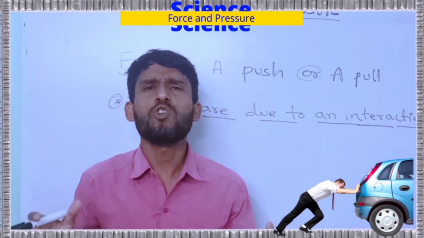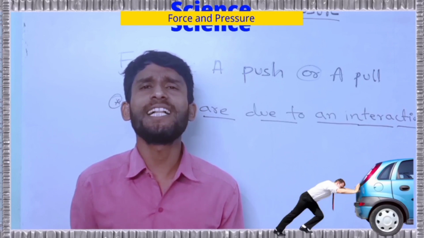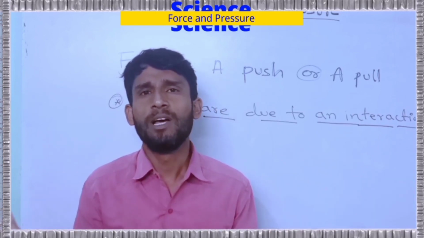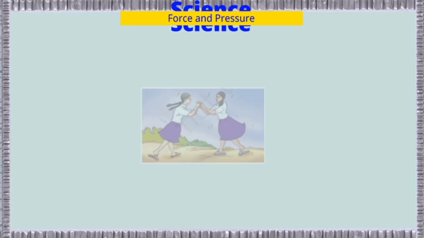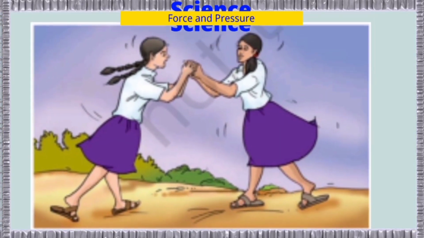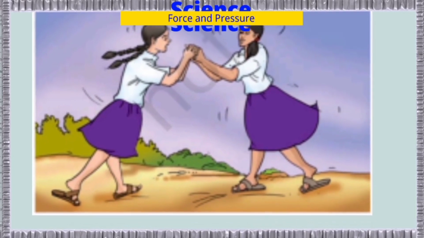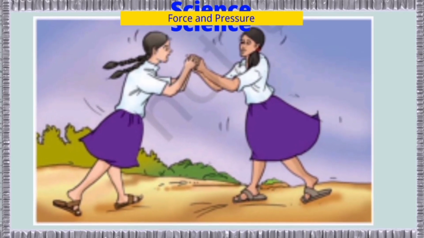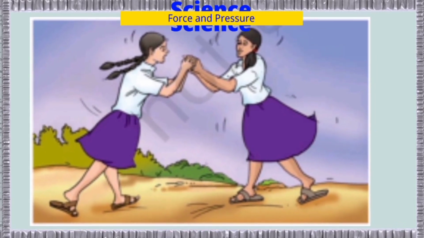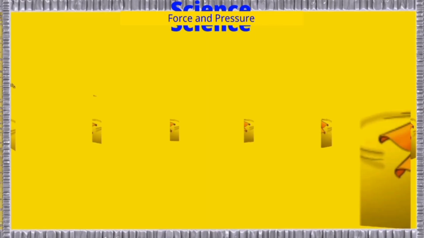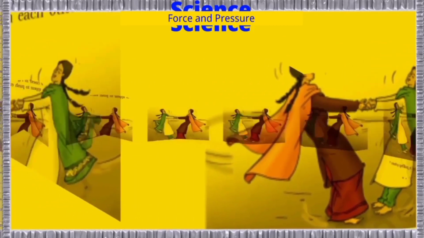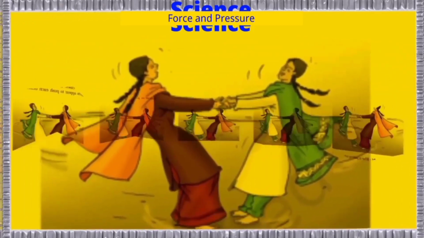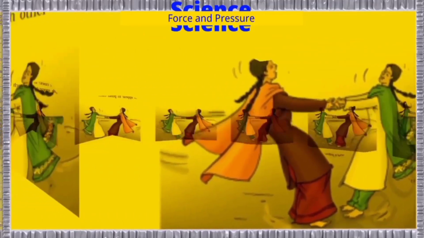Dear friends, now I am showing some pictures. You observe who is pushing whom, and who is pulling whom. Let us see the first picture. Dear students, in this picture two girls are playing with each other. Here we have to observe that the two girls are pushing each other. Let us see another picture. Here also two girls are playing, but we have to know who is pushing whom.